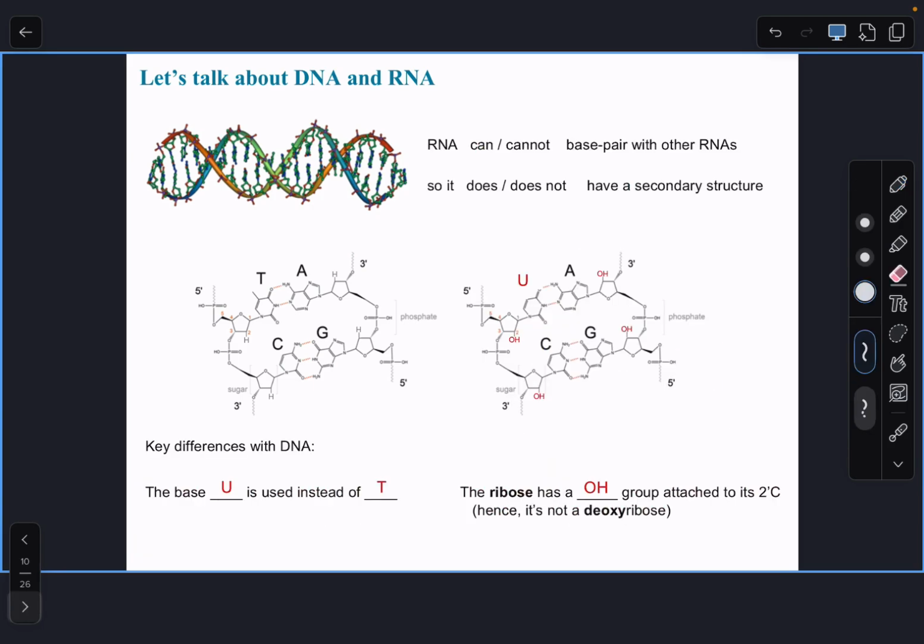All right, cool. So, yes, key differences with DNA, the base uracil is used instead of thymine. And another one is that ribose has an OH group attached to the 2' carbon, hence it is not a deoxyribose because it has the oxygen there. Now I want to touch on something that you mentioned, this idea that the RNA is single-stranded versus DNA that is double-stranded. RNA can or cannot base pair with other RNAs. What do you guys think? I see some heads nodding, right? Can, cannot.